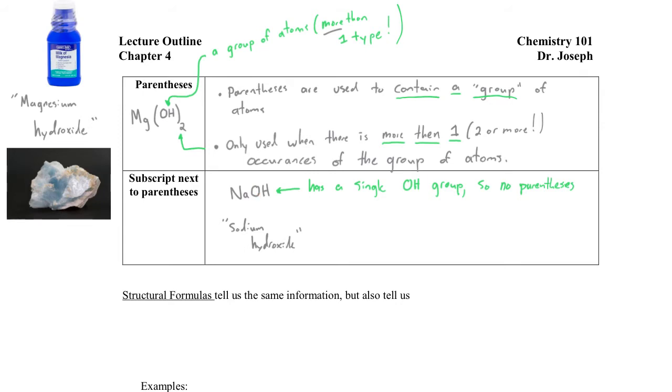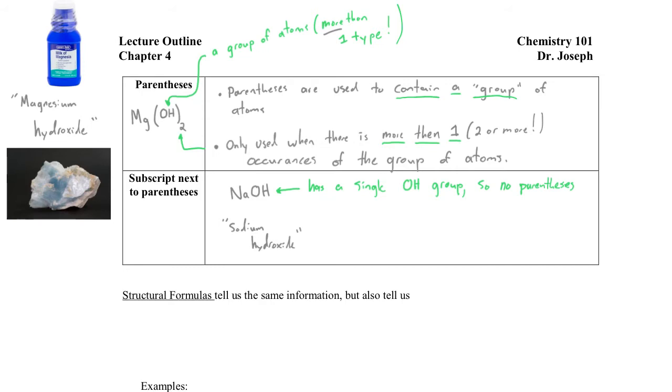So we can summarize all of this in a few words. Parentheses are used to contain a group of atoms. Specifically, we use them when there's more than one occurrence of that group. So for example, we have here a group of atoms. What makes it a group? There's more than one type of element. We have an oxygen and a hydrogen. That's a group of atoms. And there's more than one of those groups. We have two here. If we had only one of those groups, we wouldn't use parentheses. Now we're going to have a lot more practice with parentheses and interpreting what they mean on chemical formulas a little bit later on in this lesson and in the subsequent lessons.